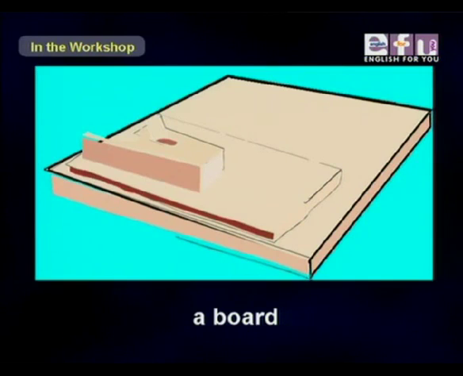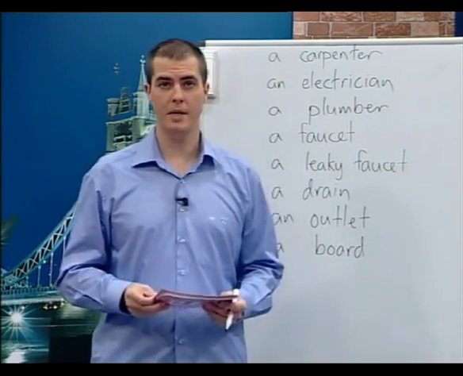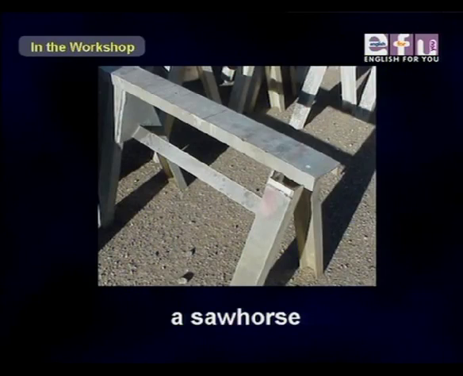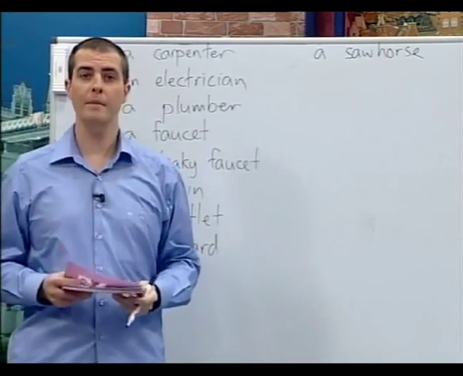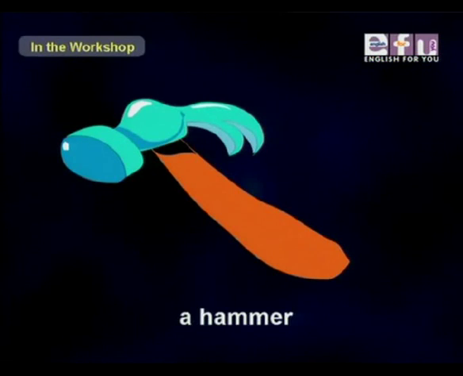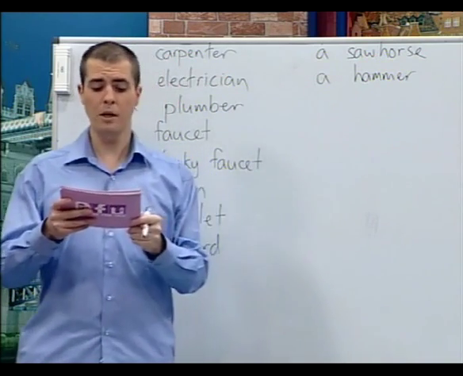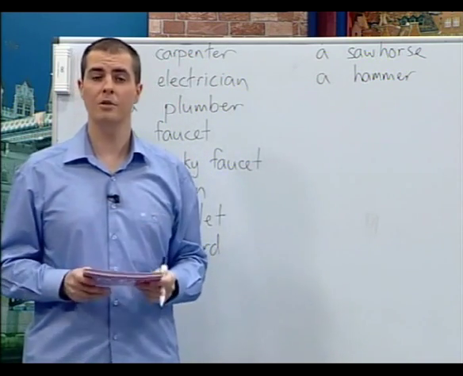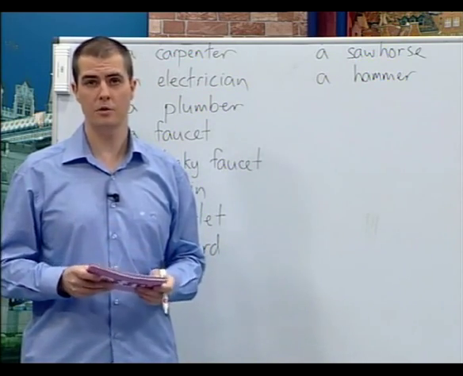A board. A board is a flat, wide piece of wood. So over here, a sawhorse. A sawhorse is a wooden frame used to support boards. A hammer. A hammer is a tool with a heavy metal part on a long handle, and it's used for hitting nails into wood.